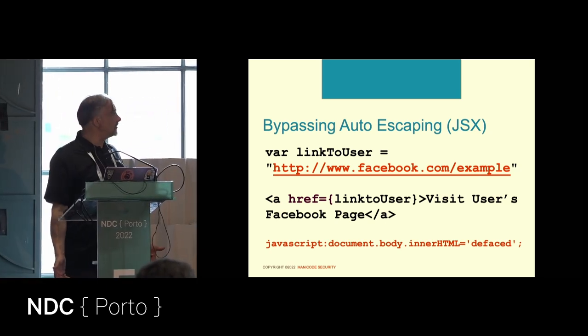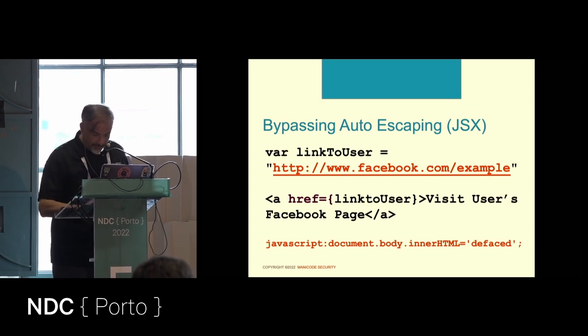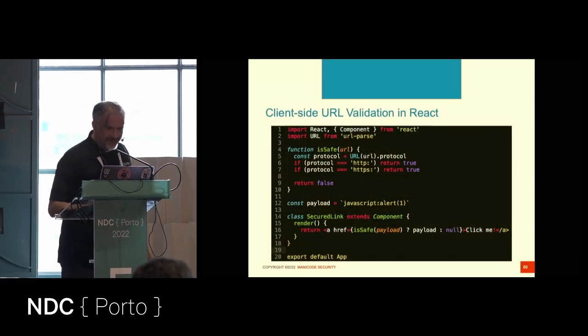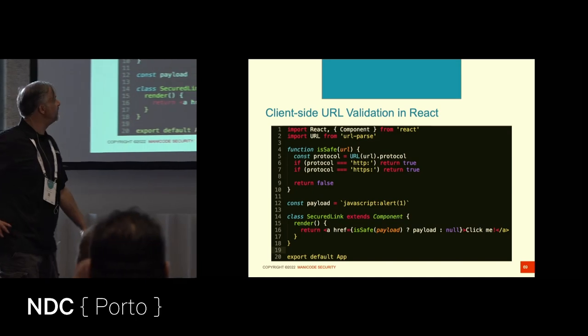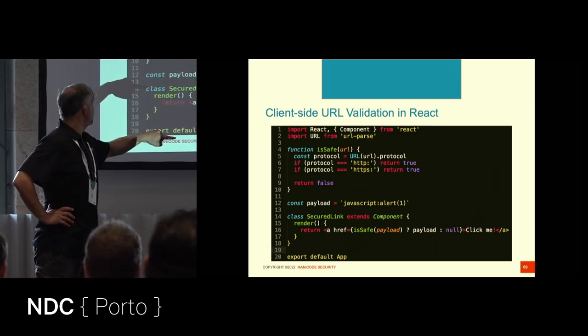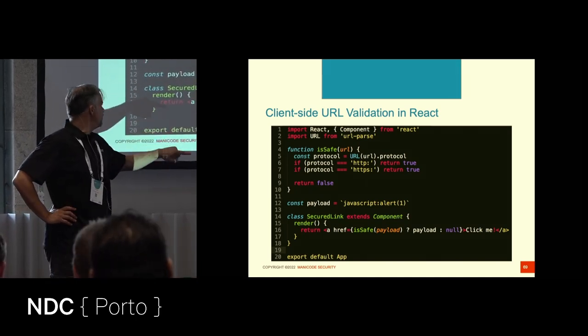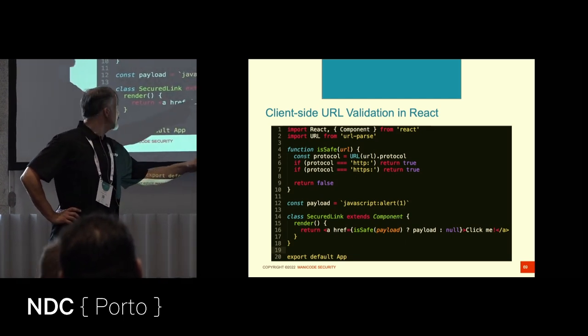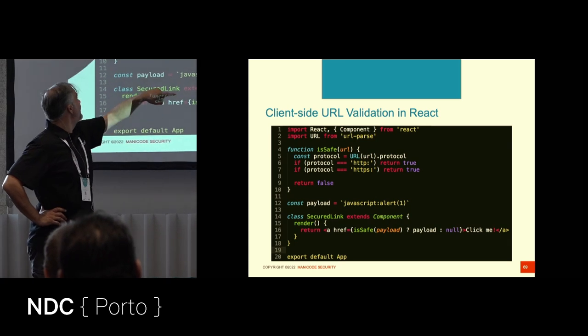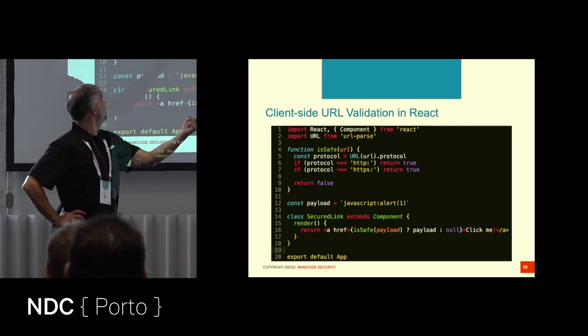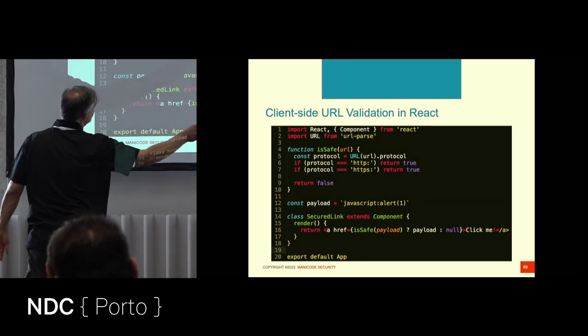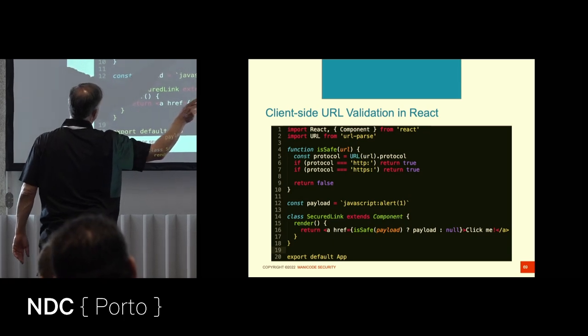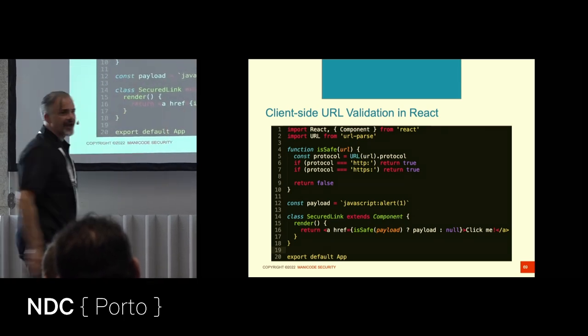Okay, this is why we really should have frameworks that solve this problem, but they don't. So in React, I'll do this. Same thing with Vue. I'll say, here's a secure link class. I'm going to render an anchor tag, and I'm only going to render the href attribute if it's safe. And all that safe is saying is, it must be a legal URL. It must be either HTTP or HTTPS. Otherwise, I'm not going to render it.